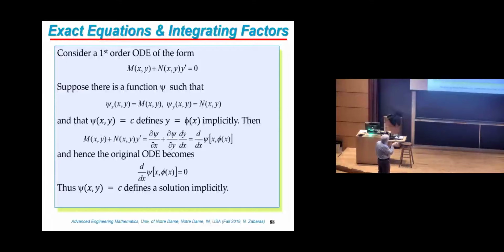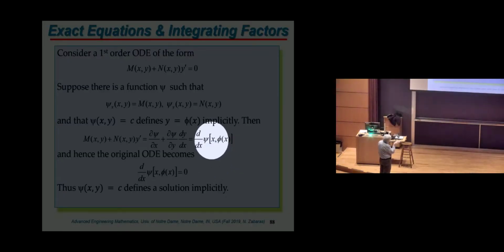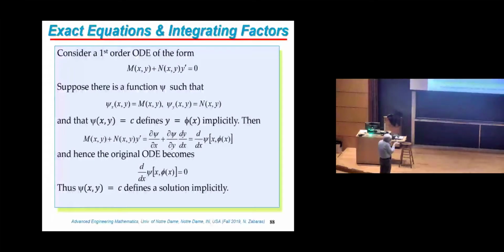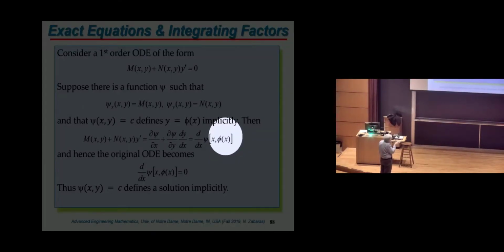Will you agree? So remember, psi is a function of x and y. And y is my main unknown, which is some function of x. That's the solution of the differential equation, and I call the solution phi of x. Y is what I want to compute. I call it phi of x. Look at this. Is this equal to that?